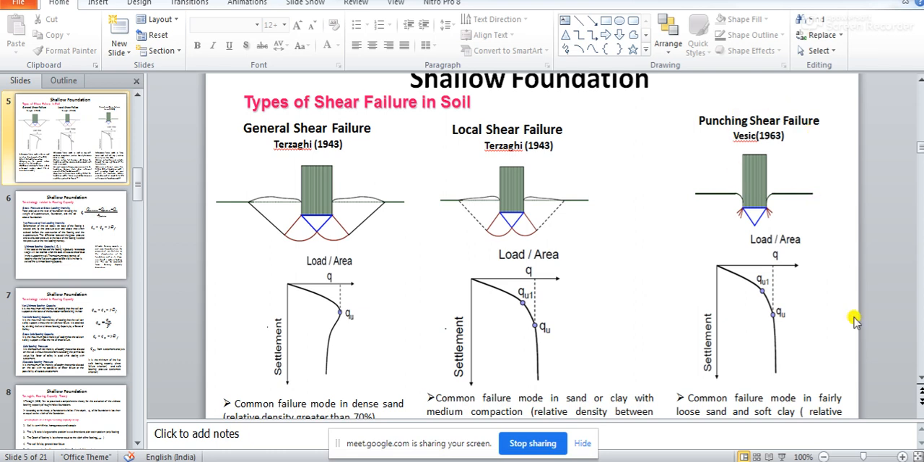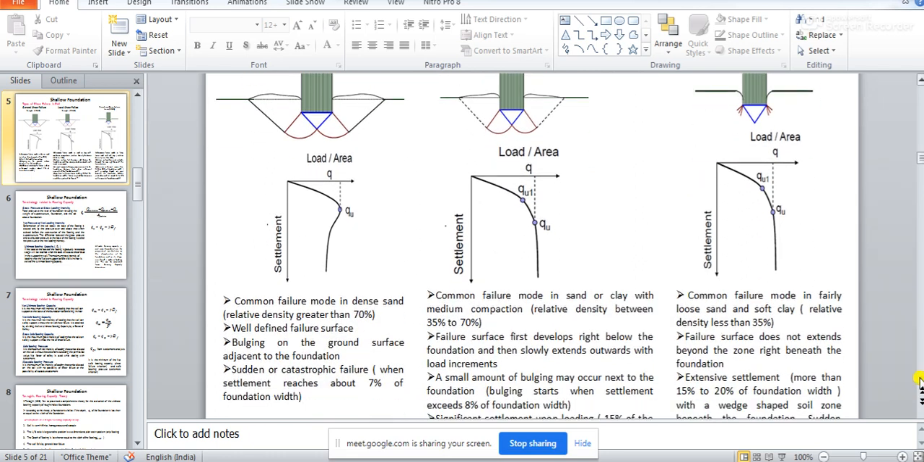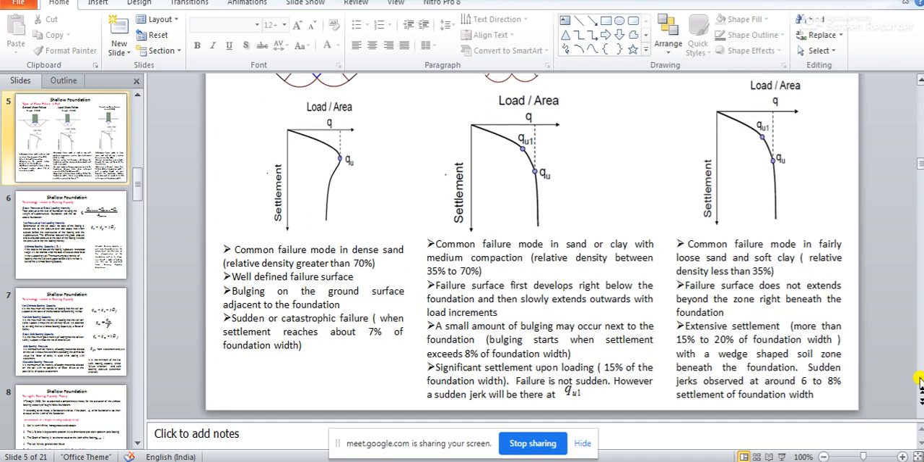And in such a case, what will happen? There will be sudden failure of the foundation under the soil. And this kind of punching shear failure generally happens in soils which are fairly loose. So when you are dealing with very loose sand or very soft clay, for which the relative density is less than 35%, in such a case you may expect the soil to fail by punching shear failure.